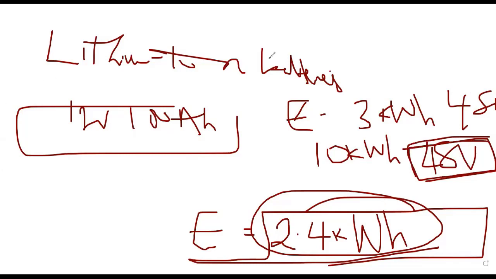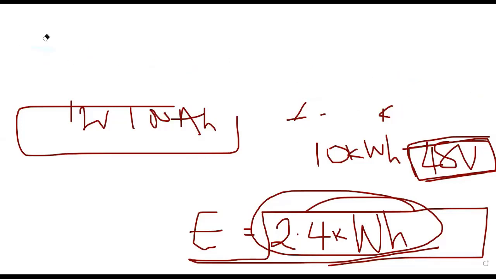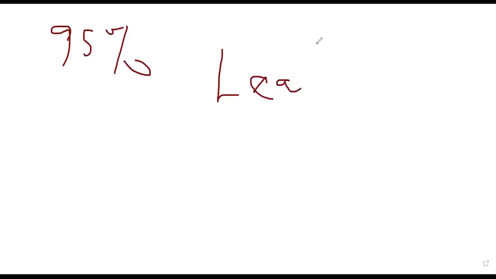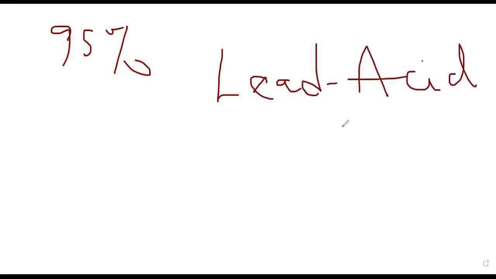So, like I said, there are different types of batteries. In the market now, the most common for most solar energy systems, in about 95% of applications, the batteries used are called lead acid batteries.